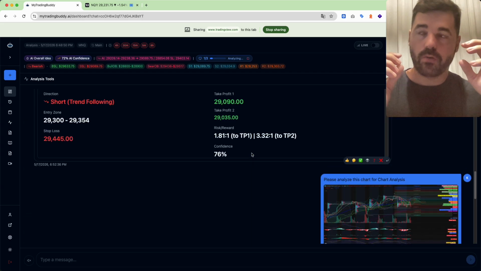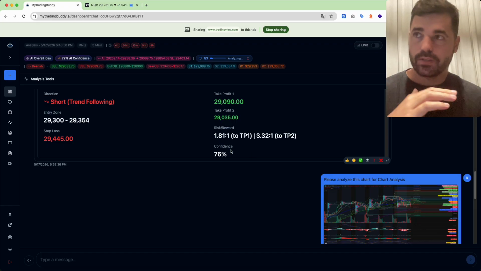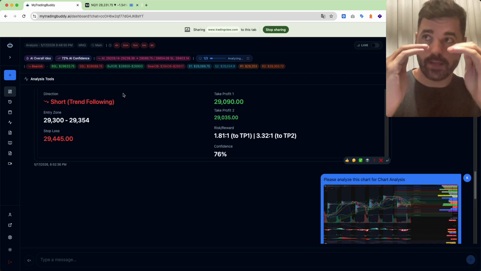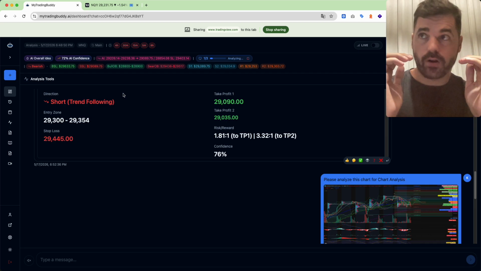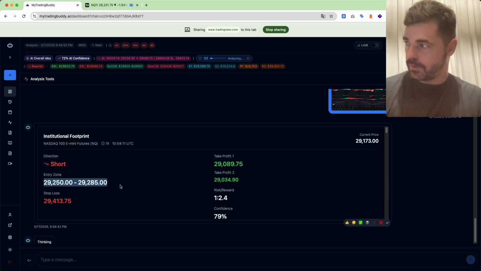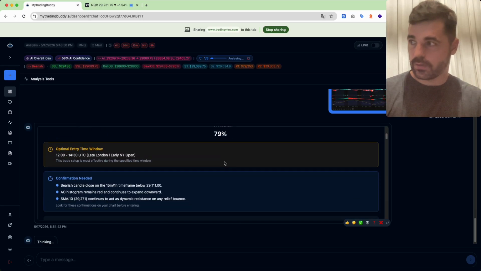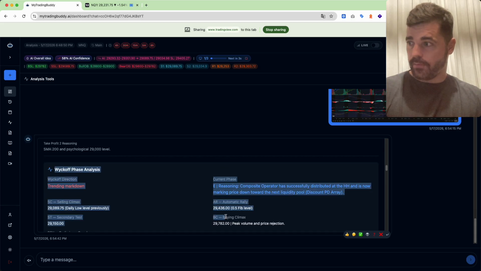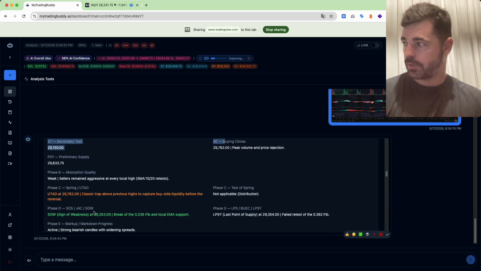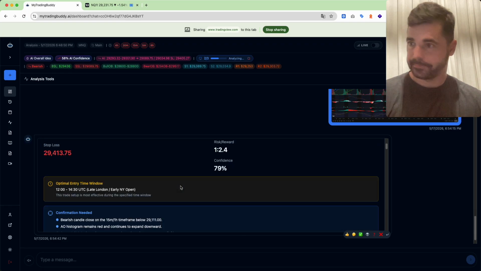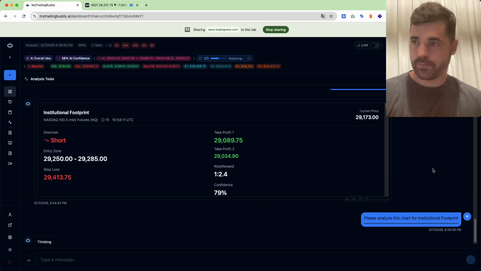This is very powerful when the chart analysis, which is the default one that I always recommend running, is aligned with what institutions want to do. That's a very good probability that the trade will work. And so, yeah, they want to short, possibly, that's 79%. Once again, you can scroll down and see the breakdown through the institutional lens, all this information right here, and read it. And we'll wait for the second one to come back.